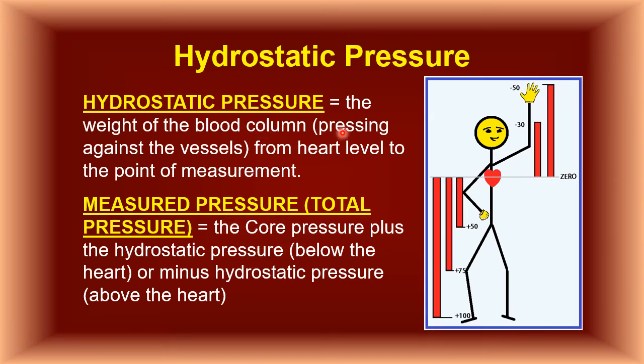This is the hydrostatic pressure, the blood column here. But there's a pressure inside the heart too, and this is called the core pressure. So we have core pressure here and hydrostatic pressure here. These two, the core pressure and the hydrostatic pressure, will end up as what we call the total pressure. So the total pressure or the measured pressure is the addition of the hydrostatic plus the core pressure.